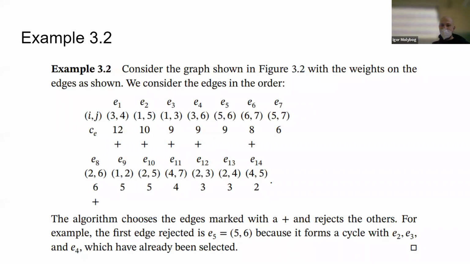So the 2, 6 can be added, and all of the others cannot be added because they either will form a cycle, or we actually need to stop just because we have added enough edges to the graph. So this concludes this particular example.